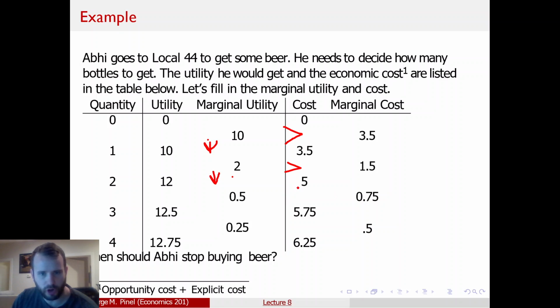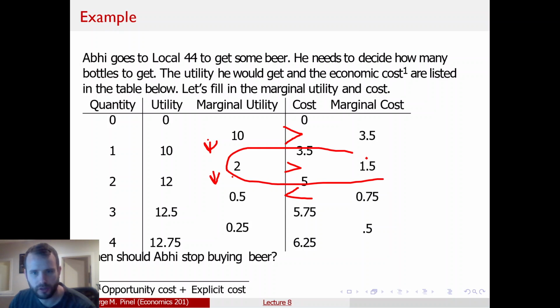And then here, marginal utility is less than marginal cost. So somewhere between 2 beers and 3 beers, you're going to want to stop. But since you can't buy half a beer, we said 2 beers. Okay. So 2 beers is when he should stop drinking. And the reason is because after 3 beers, the cost isn't worth it anymore. The amount of happiness you get from that third beer, 0.5, is less than the amount that you pay for that third beer, 0.75.